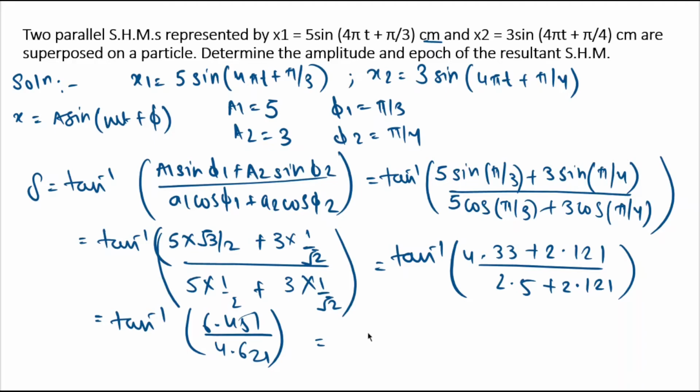Now dividing this and calculating the tan inverse, we get tan inverse of 1.396, which is equal to 54 degree 23 minutes. So this is the value of the epoch. Let's look at the next sum.